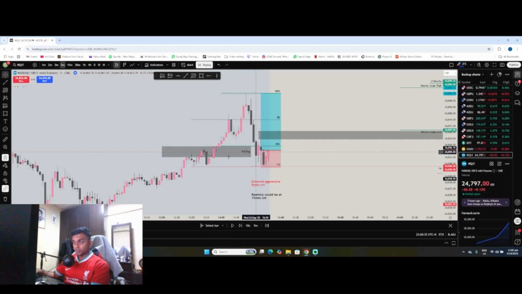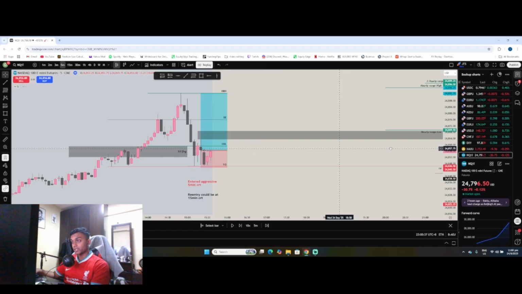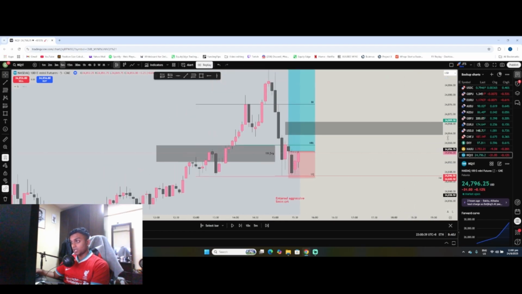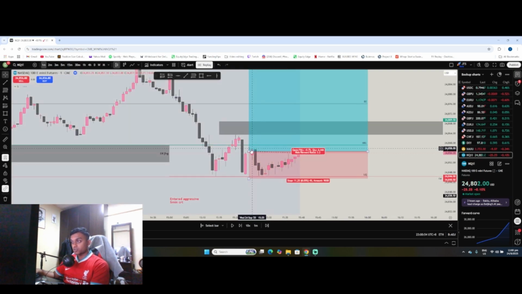It already swept the 1 hour fair value gap, right? And then we had a CRT right here, this pink candle, and then this gray candle which swept the previous candle and closed into the pink candle. So that was our entry point. We entered, it went straight to drawdown.